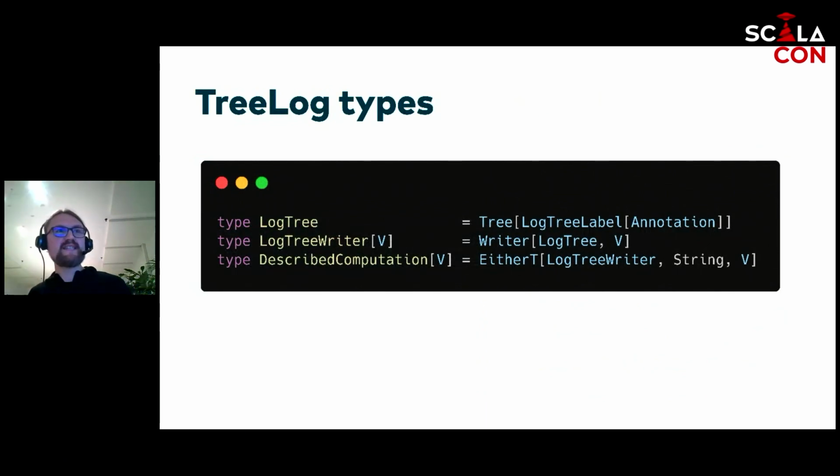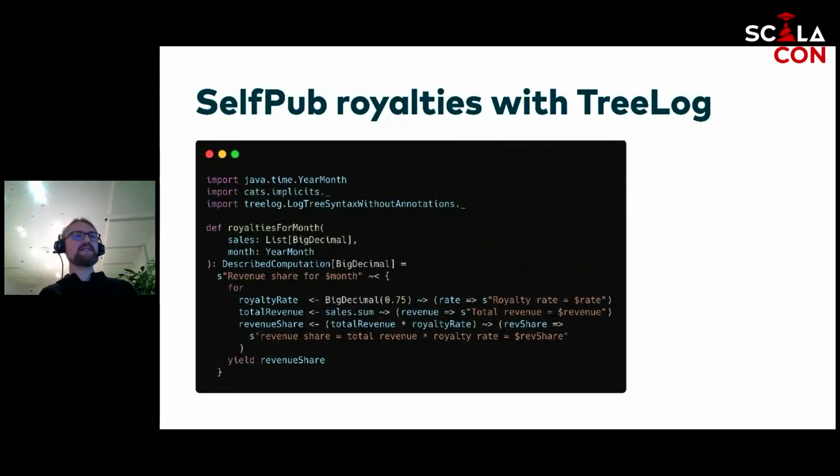I'm not going to explain in detail how treelog works, but I'm just going to show you here the three most important types of the library, which are all actually type aliases. So as you can see from these type aliases, treelog uses a monad transformer, which is EitherT, and the writer monad, which is writing into a tree structure, the log tree. So if we use treelog to create our computation of the royalties together with a log, then it will look like this. Our return type is now not a plain BigDecimal anymore, but a described computation of BigDecimal.